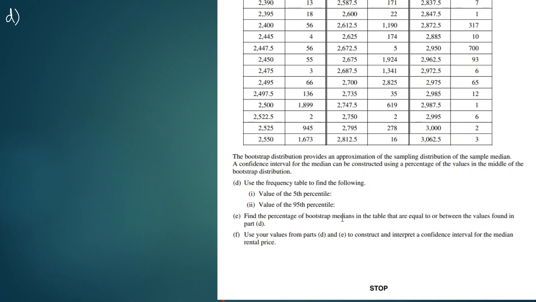A bootstrap distribution provides an approximation of the sampling distribution. A confidence interval for the median can be constructed using a percentage of the values in the middle of the bootstrap distribution. So this is more of an investigative task, because as seen in many years, we're given some sort of a new idea or topic or a new concept we haven't learned, and the task will walk us through all the steps. And so just jumping ahead, immediately I read question F and I say use your values from part D and E to construct and interpret a confidence interval, which is exactly what we're talking about. So parts D, E, and F are all going to combine and lead us through the steps of creating a confidence interval for the bootstrap distribution. So let's work through it.